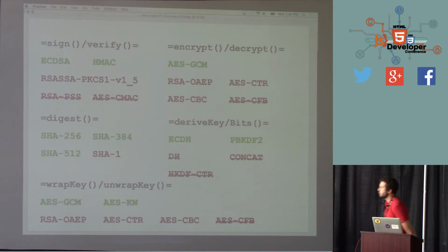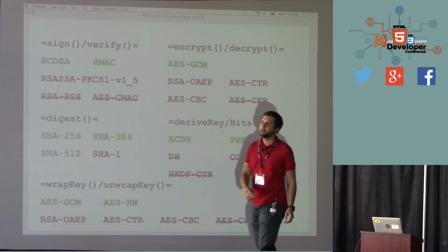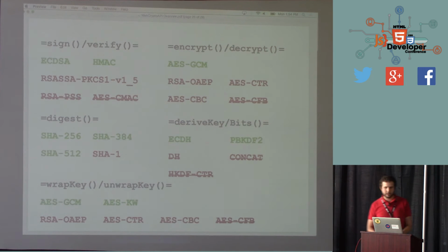So for digest, SHA-256 and up, don't use SHA-1. SHA-1 is being deprecated in browsers already, and I think it's like $100,000 is the limit. No, I think it's like $10 million to find a collision of your choice in SHA-1, so it's not that expensive.